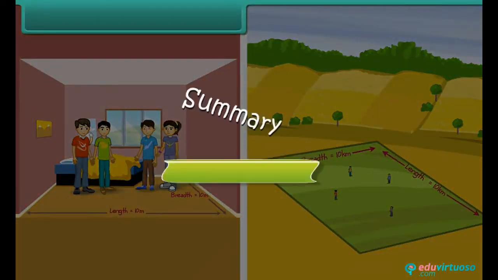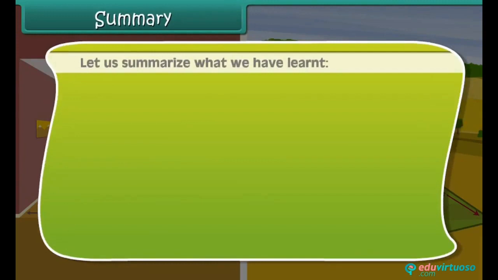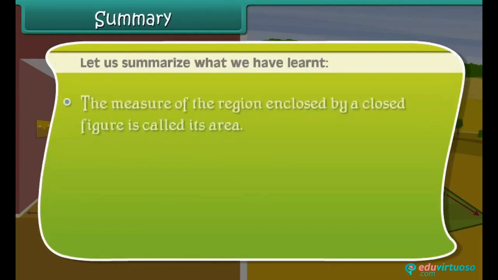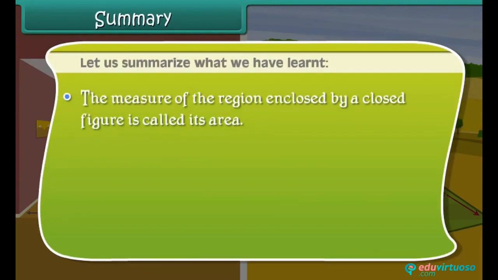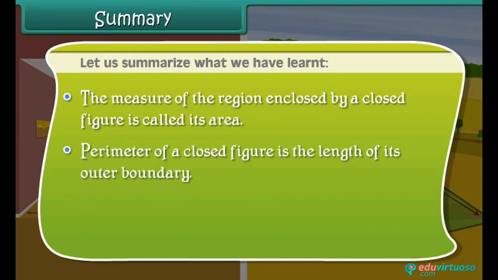Summary. Let us summarize what we have learnt. The measure of the region enclosed by a closed figure is called its area. Perimeter of a closed figure is the length of its outer boundary. Area of square is equal to side into side.